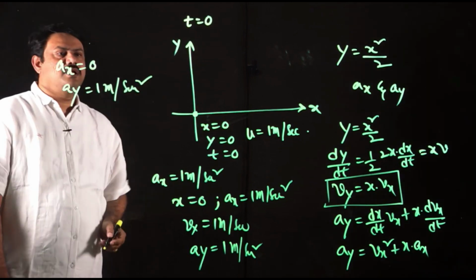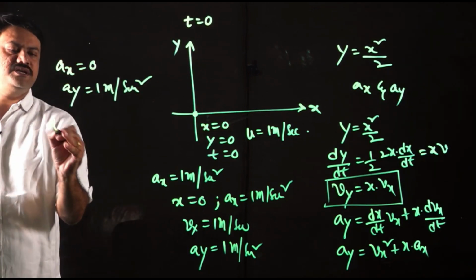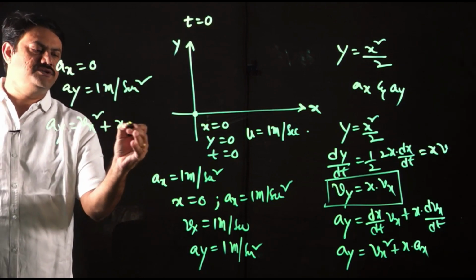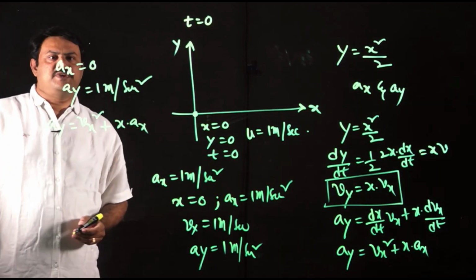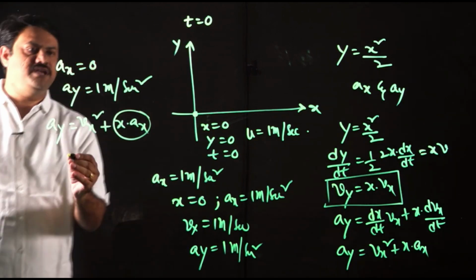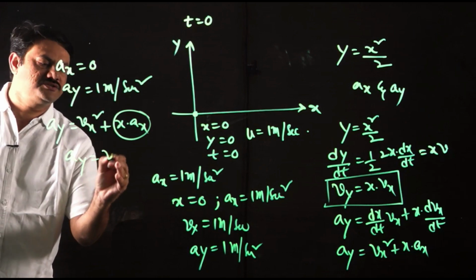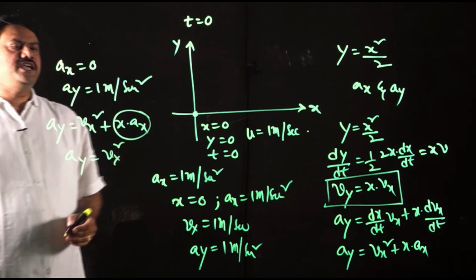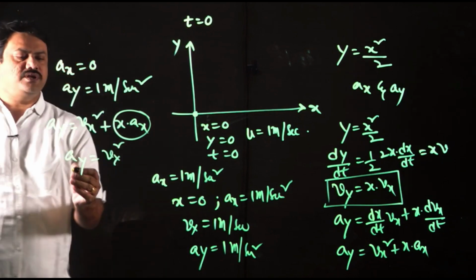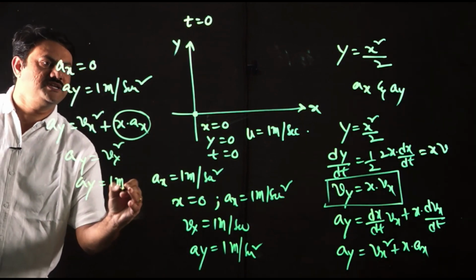This is given. So now according to the equation, ay is equal to vx square plus x into ax. Given in option B, ax is equal to 0, so this term is 0. Then ay is equal to vx square. We know vx is equal to 1, which is constant at all times. So therefore ay is equal to 1 meter per second square.